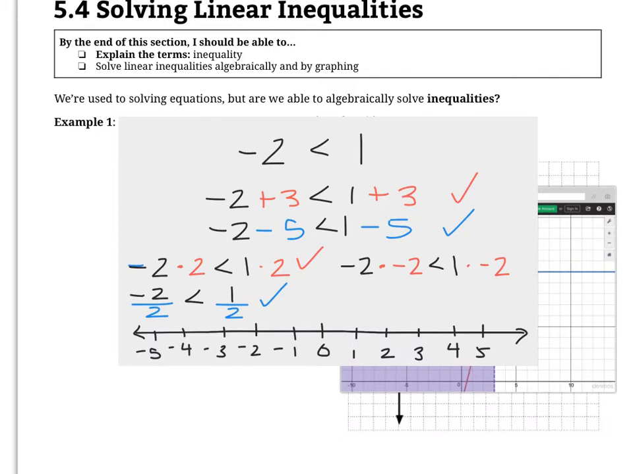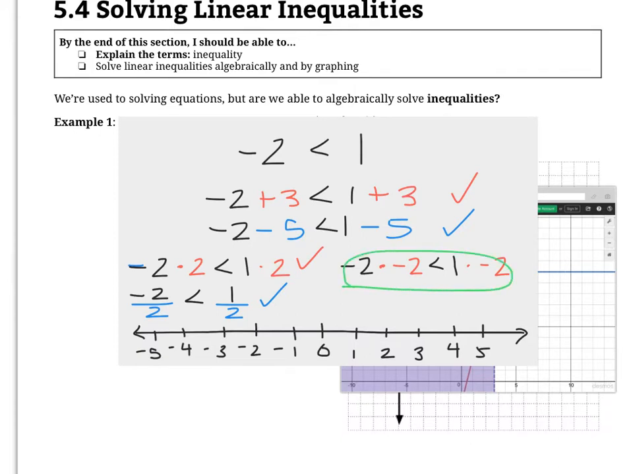Now does this inequality remain true? Negative 2 times negative 2 is positive 4, and 1 times negative 2 is negative 2. So is positive 4 less than negative 2? No. So something has happened here. So let's circle this case.